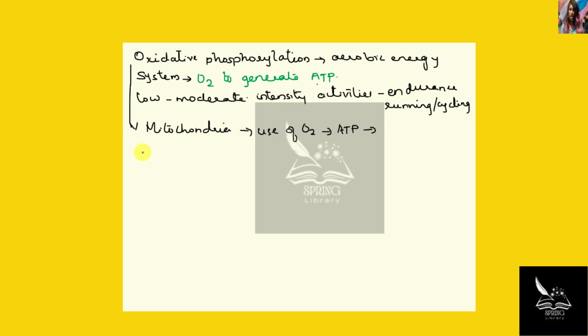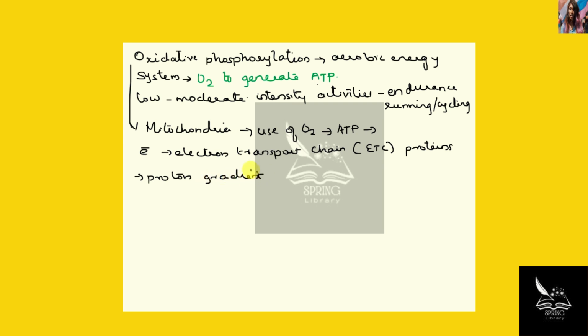So during this process, the electrons are passed through a series of electron transport chain, or we can say ETC proteins, generating a proton gradient that is used to power ATP synthase and generate ATP.